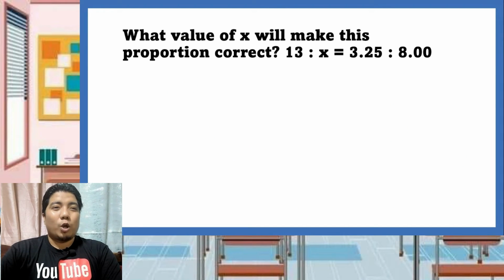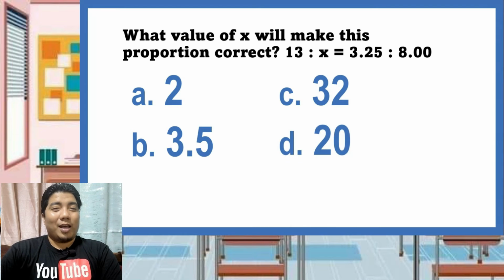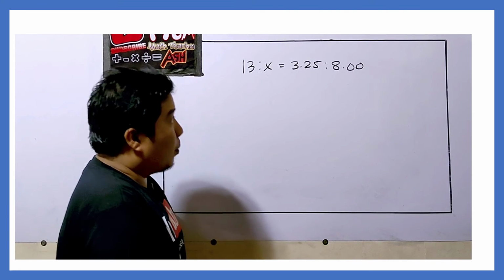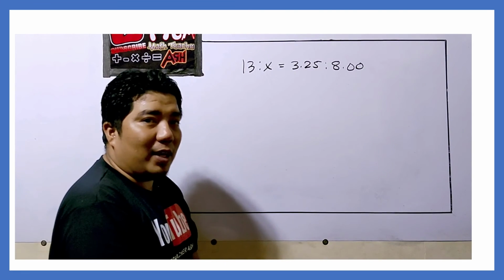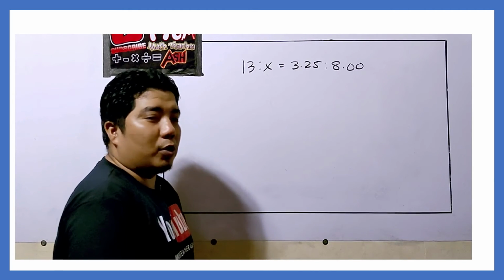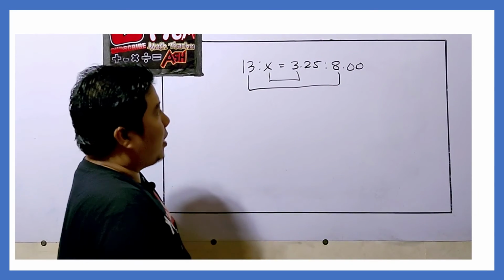What value of x will make this proportion correct? 13 is to x is equal to 3.25 is to 8. Is it A, 2, B, 3.5, C, 32, or letter D, 20? Okay, math learners, this is an example of a proportion. So we are asked what is the value of x. So of course, if we are applying the proportion, the fundamental of proportion states that the product of the means is equal to the product of the extremes.